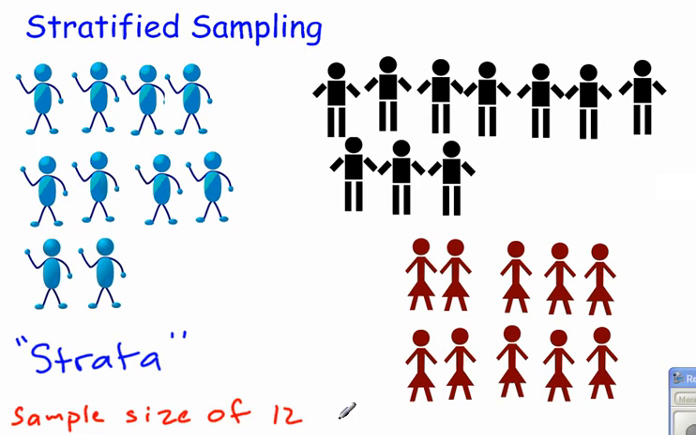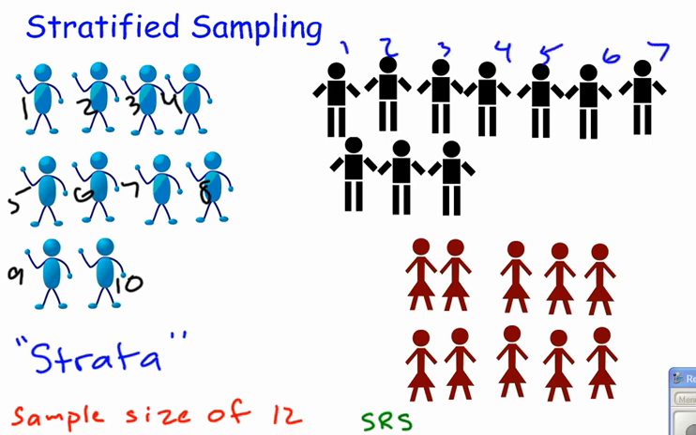Now comes the time when I use SRS, simple random sampling. I want to get 4 people from the blue strata, 4 people from the black strata, and 4 people from the red strata, so that I can create my sample size of 12. Well, if I use SRS, what I then do is number each one. 1, 2, 3, 4, 5, 6, 7, 8, 9, and 10 from my blue. And I number these guys here. 1, 2, 3, 4, 5, 6, 7, 8, 9, and 10.